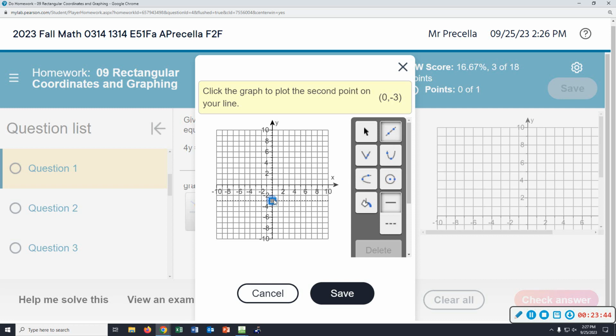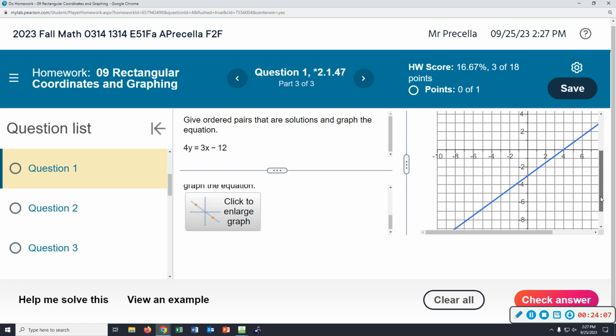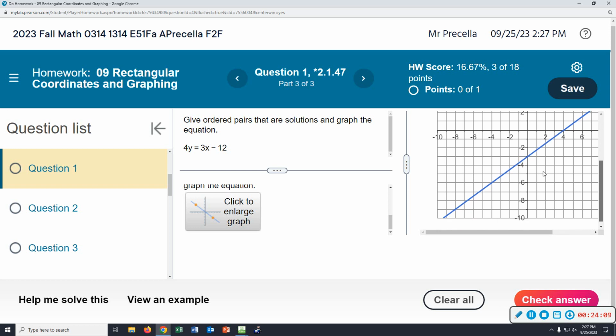Yes. So click it. Now, they want you to click the second point. Well, the second point is 4, 0. Is that it? No, that's 3, -1. 4, 0, is that it? Yes. You click it. Then you have to click Save down here. It's going to transfer the graph back to the original grid.